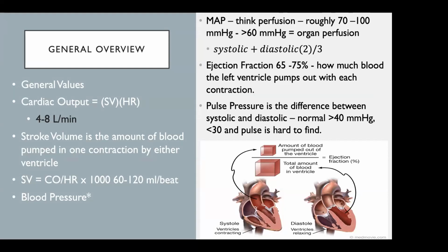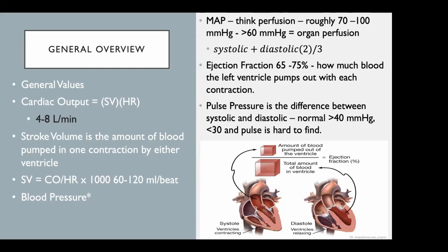Ejection fraction. Just think about this. If it's filled up to 100% and you eject 75%, right, that is the fraction that is ejected. 65, 75, and these values differ. I believe the general consensus is greater than 50 should have normal heart function, but we'll take this 65 to 75%. And again, this is how much blood the left ventricle pumps out with each contraction. Again, you could likely measure it with the right ventricle as well, or any chamber of the heart.